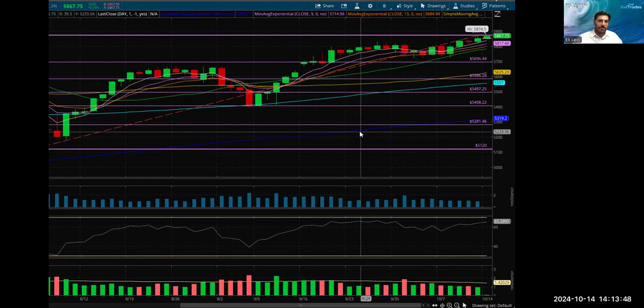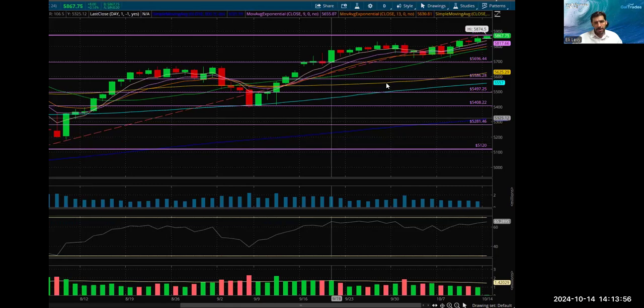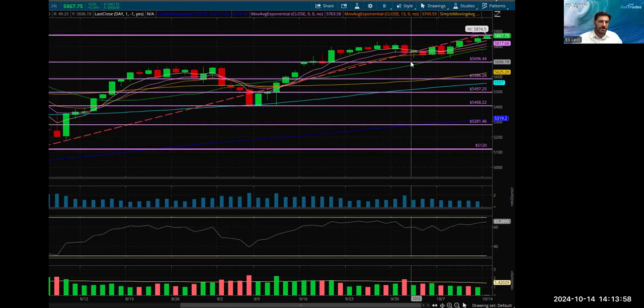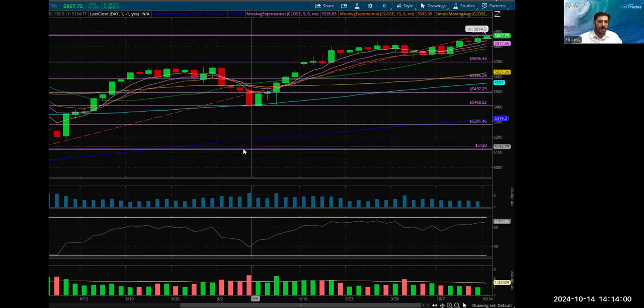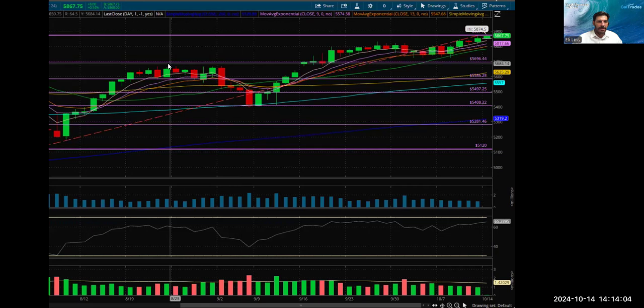Taking a look at the E-minis S&P. So the last low was on August 5th, on the yen carry trade. So I'm pulling my supports and resistance since 51.20, which was the low on that day, August 5th. And the last high we had was somewhere right around here, at around 56.69.